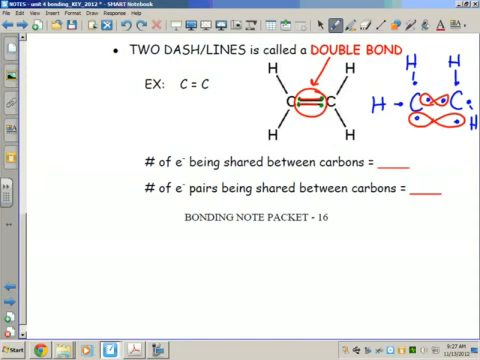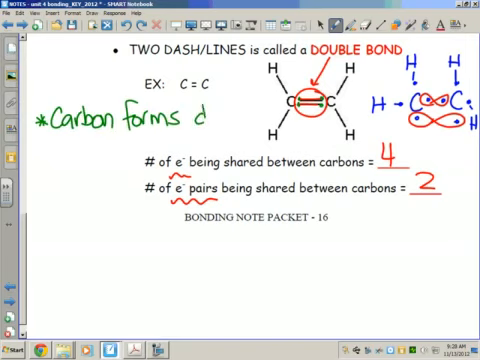A little compressed there. So when you have a double bond, now the number of electrons being shared is 4. The number of electron pairs being shared is 2. And this is one of the things about carbon, makes it very special, and allows carbon to form chains and rings, because it can form multiple bonds in multiple directions. Very important to remember that.